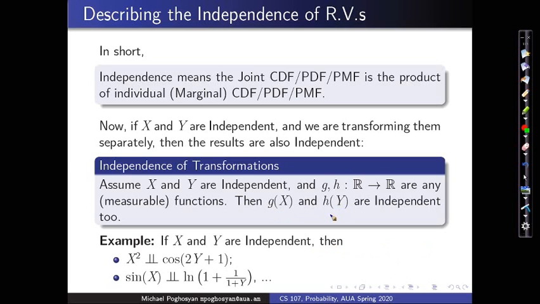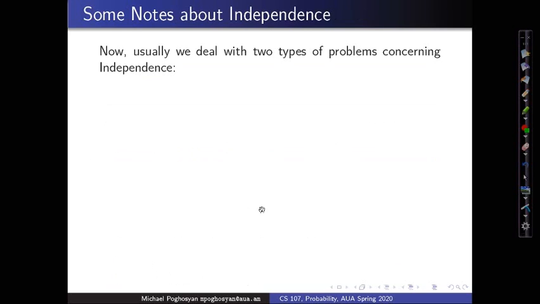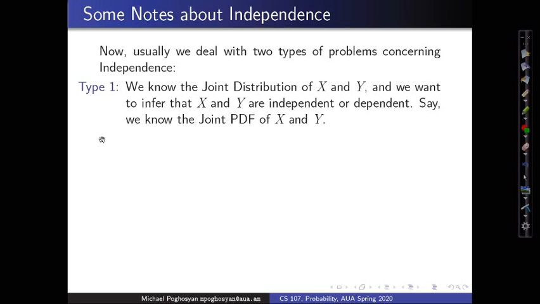Okay, so let's move forward and talk about two types of problems we are solving when dealing with independence. So usually we deal with two types of problems concerning independence. Type 1 problems are the following. We know the joint distribution of x and y. So we have a lot of information about x and y. And we want to infer whether x and y are independent or dependent. Say we know the joint PDF, and we want to find whether x and y are independent or not.